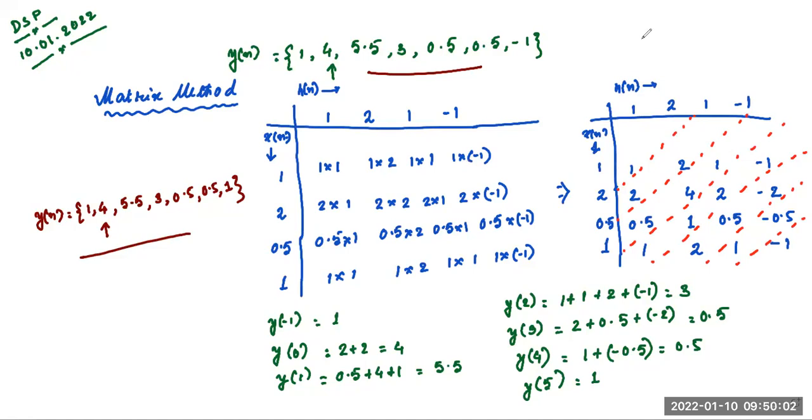Understand everybody? Yes, sir. Okay. So this is the procedure of linear convolution or discrete time convolution using the matrix method, and the last day we have learned about the graphical method. So hope you have understood this and you have no problem with this type of problem, that is linear convolution.